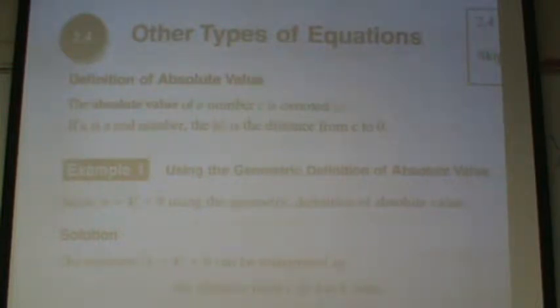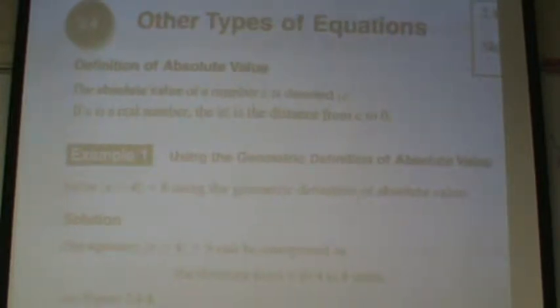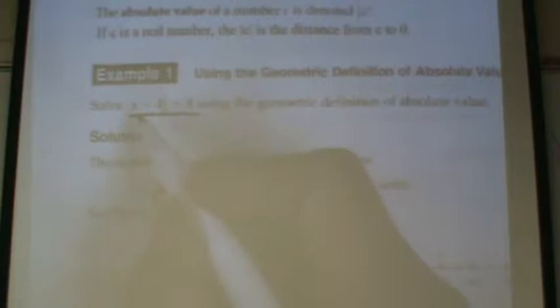Absolute value is the distance a number is from zero. It's the number of units. So, do you recall from Algebra 1 how to solve an equation like this? It says the absolute value of x minus 4 is equal to 8. Okay?